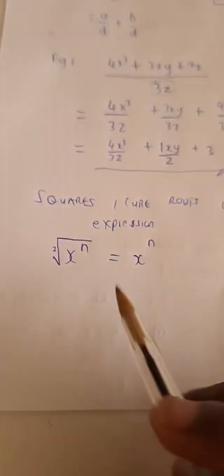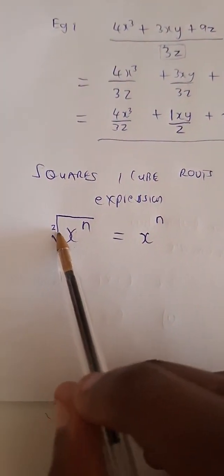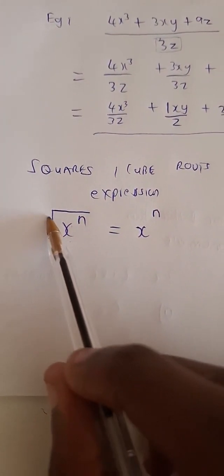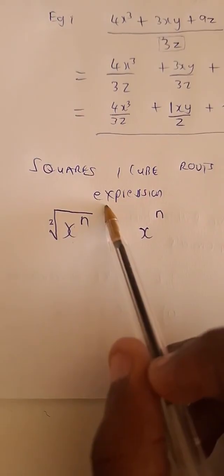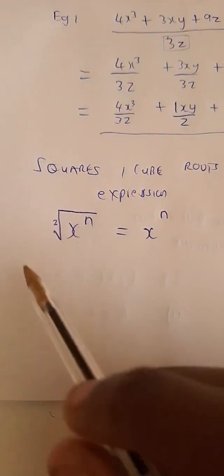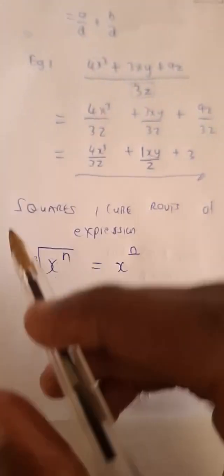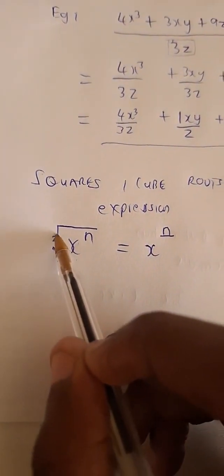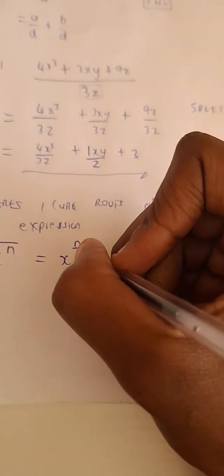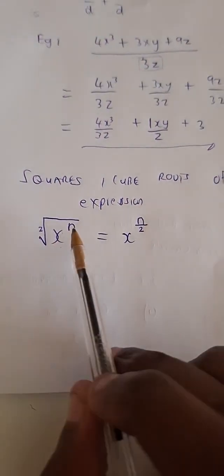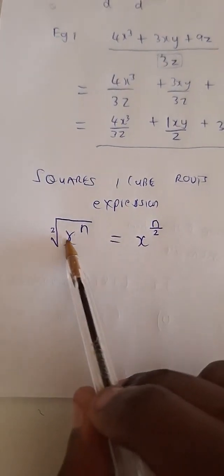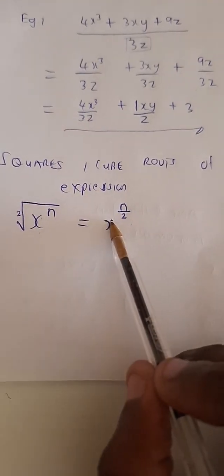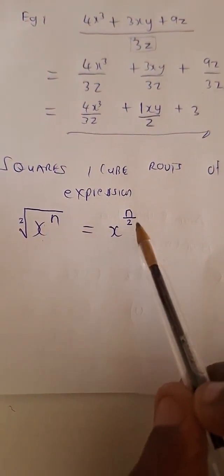Guys, there's something that you don't know, but the square root implies that there's a 2 there. That's what square root actually means. So if you remove the square root, you are taking the square root off, and placing whatever value denotes the root as a denominator for the exponent that was already there. I hope you see this. So the square root of x to the power n is actually equal to x to the power n over 2. How important it is for you to know this.